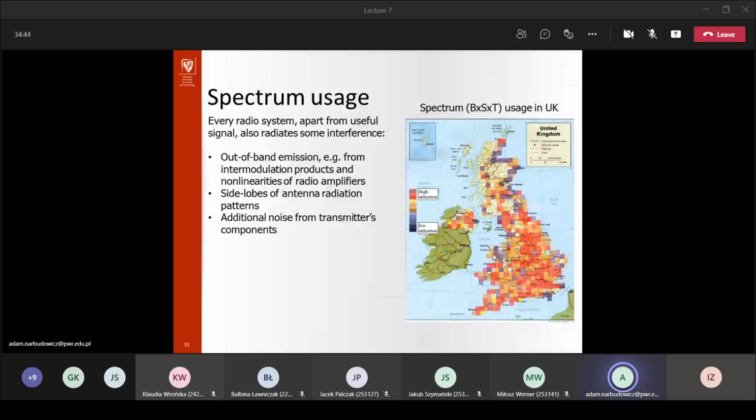Then again, you might have some noise from different transmitter components. And all of that, as I mentioned, are typically very, very small signals. However, if you add them cumulatively on top of each other, that can have a significant impact on your radio signal, and this is called radio spectrum pollution, right?